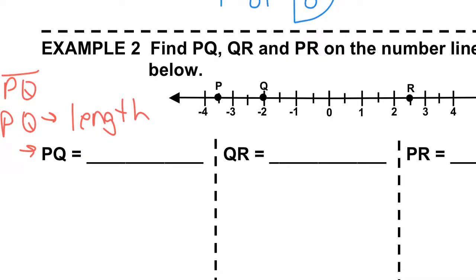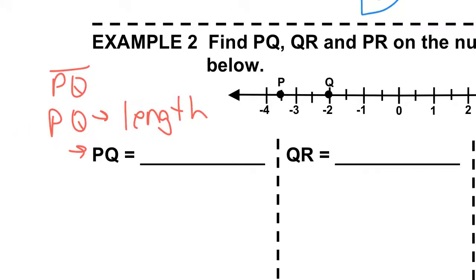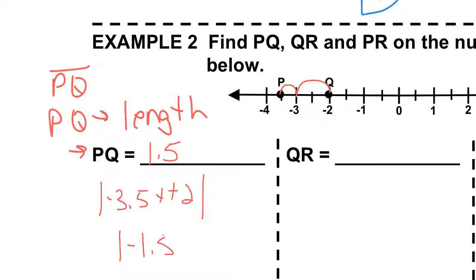So from P to Q, well, this is actually pretty easy. It looks like it goes up 1 unit and a half, so I'm going to say 1.5. But just for practice, that's -3.5 minus -2. We got a boom boom there. That gives us the absolute value of -1.5, which of course is 1.5.